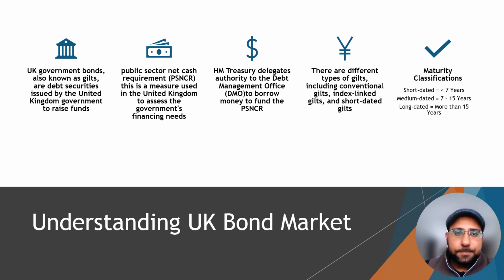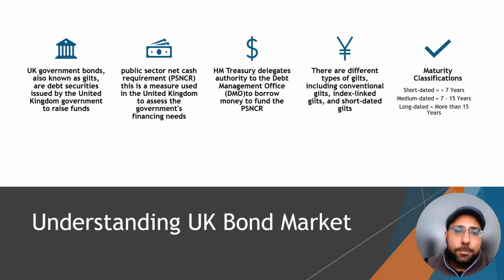Now, here in the UK, the government has historically spent more than it has received in tax revenue, and I think that can be said with the majority of the developed nations. But here we call the shortfall, it falls under the public sector net cash requirement, so the PSNCR. This is a measure used in the UK to assess the government's financial needs. In essence, it represents the difference between the government's cash inflows and outflows over a specific period of time, predominantly over a fiscal year.